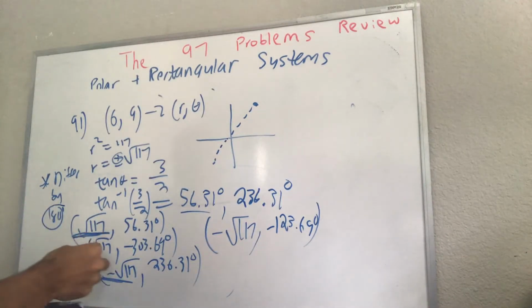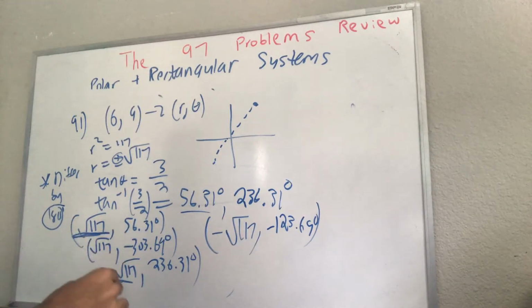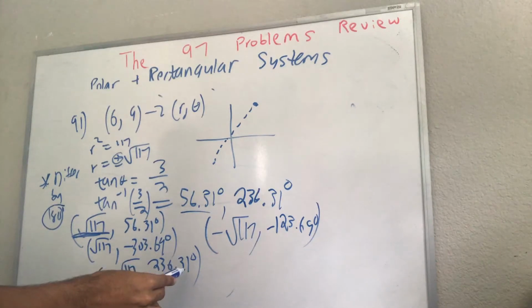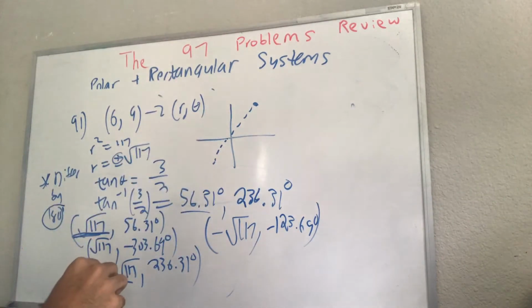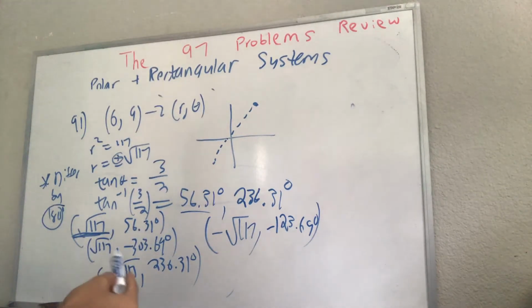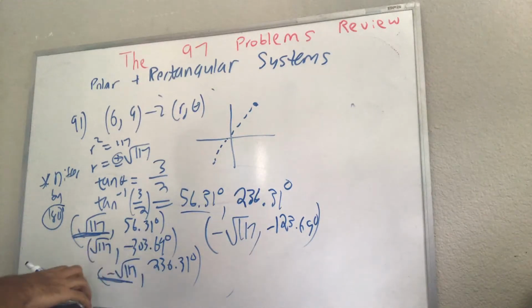So for instance, here we are looking at root 117, comma 56.31 degrees. This is in quadrant 1. This 236.31 degrees is in quadrant 3. But these two angles differ exactly by 180 degrees. 180 plus 56.31 is 236.31 degrees. So when we're talking about those opposite directions, those angles, 56 degrees and 236 degrees, will differ by 180 degrees. So that's question number 91.